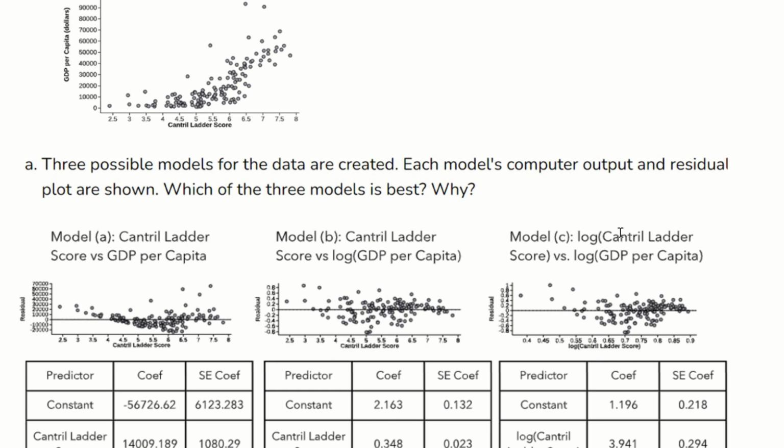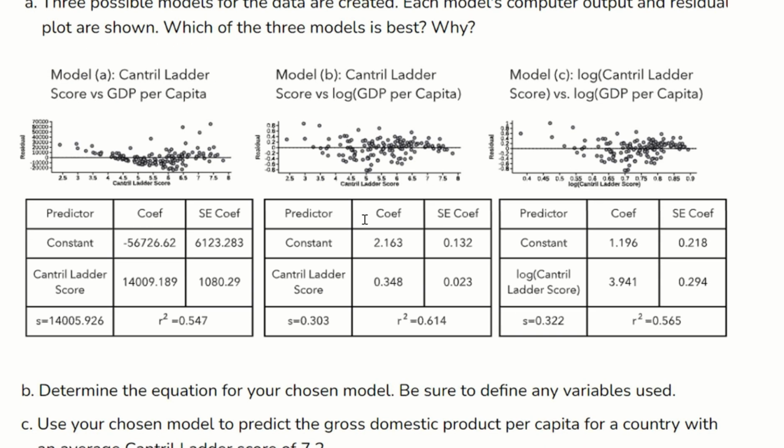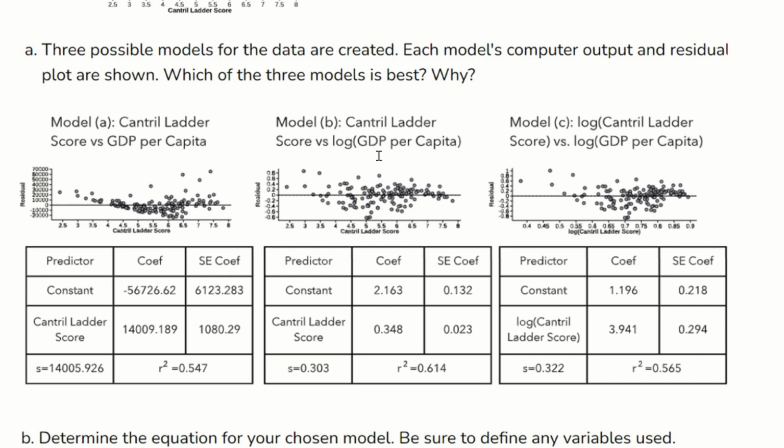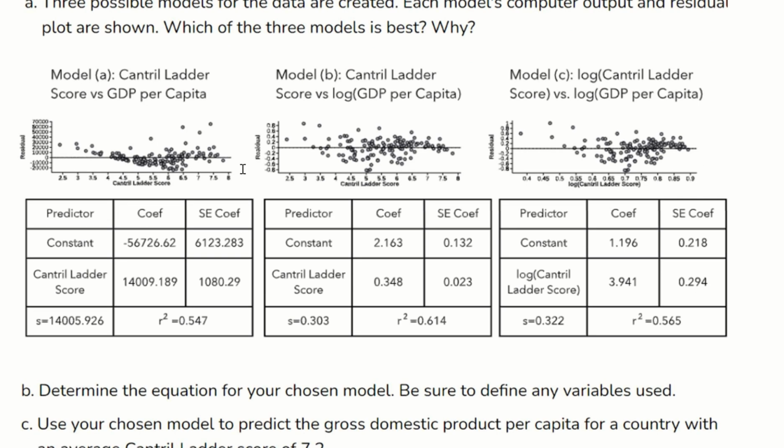Model C, they did the log of both of them, so then they assumed they were using a power model. All right, so which one is better? Determine the equation, so part A, which of the 3 models is best? So let's take a look at it in more detail. Let's look at model A. For model A, we have a low R squared value, 0.547, when compared to 0.614. This one's better. So model B has the best coefficient of determination of the 3 models. So that's something to keep in mind.